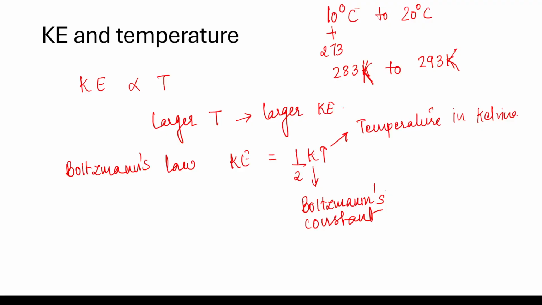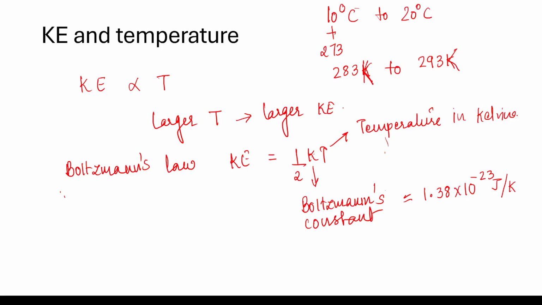Okay, now the value of k. The value of k is 1.380649 times 10 to the power minus 23 joules per Kelvin. So the Boltzmann constant, I'm going to write it here, taking it up to 2 decimal places. You don't need to remember this. Joules per Kelvin. Remember, temperature is now in Kelvin.